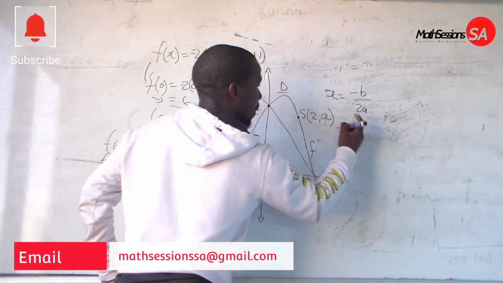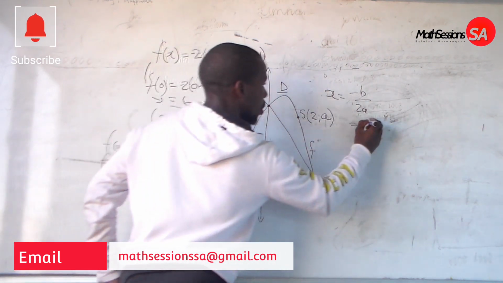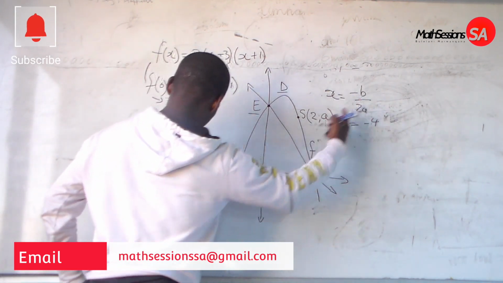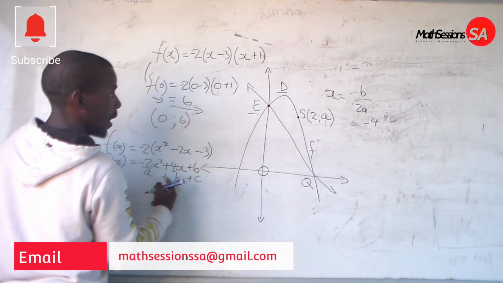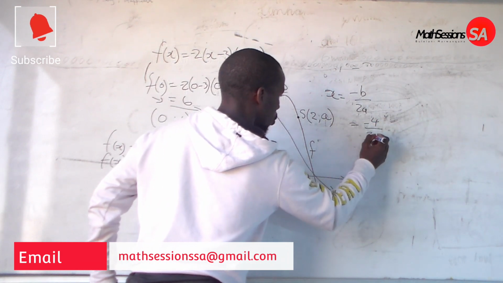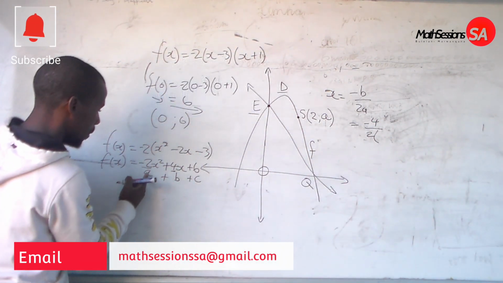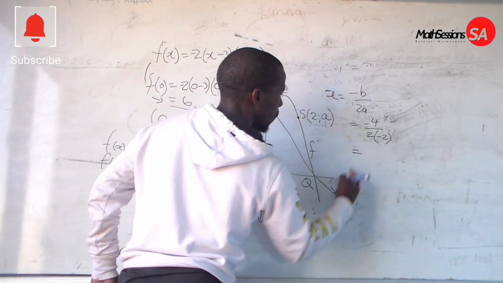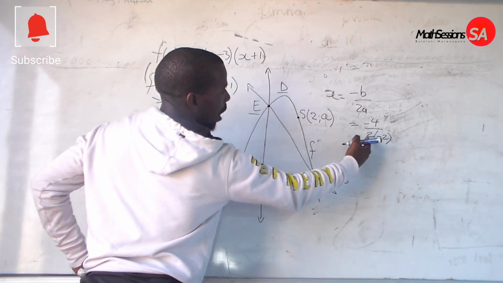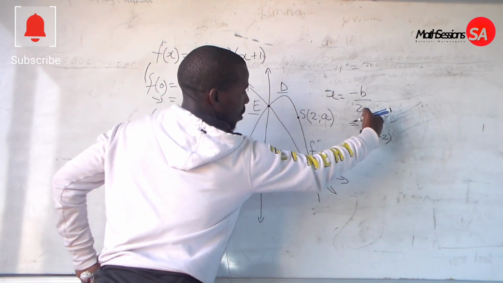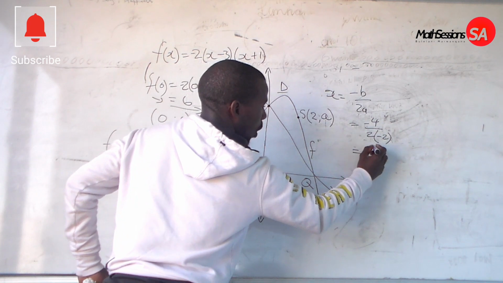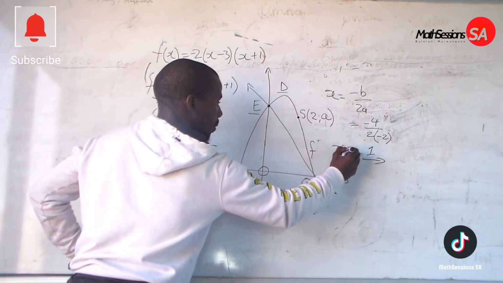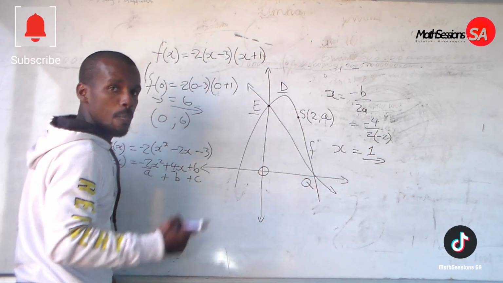Therefore, our B is 4, which is negative 4. Negative times the negative times the positive is a negative 4 over 2. Our A is a negative 2. There we go. So if you punch all of that, you are going to have a negative 2 at the bottom and a negative 4 at the top. So basically we are having a positive 1. So we have x at that point equal to 1.